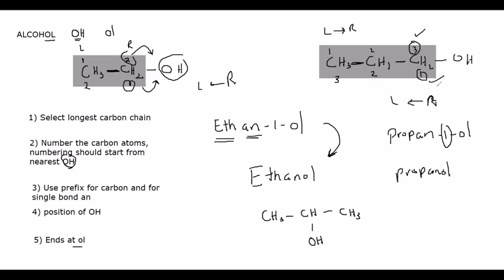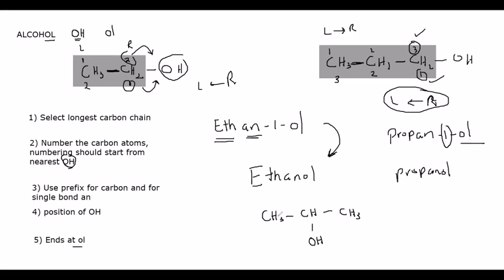We always follow a numbering where the OH is closer. So that's why we are considering the number from right to left. So position of OH with the first carbon, that's why we put the position of OH. And then because OH is there, so the name should end at OL.